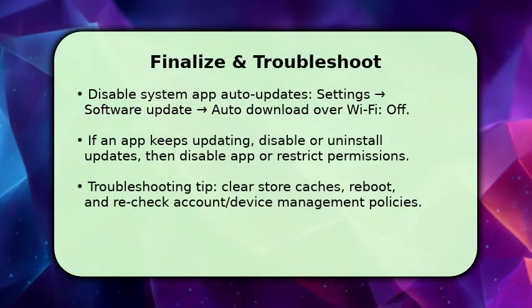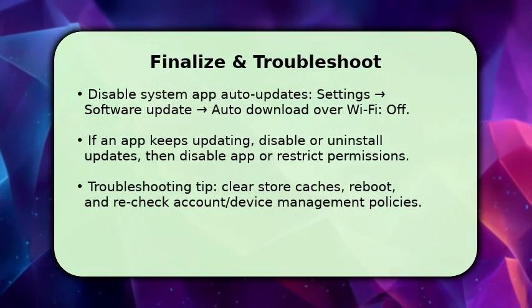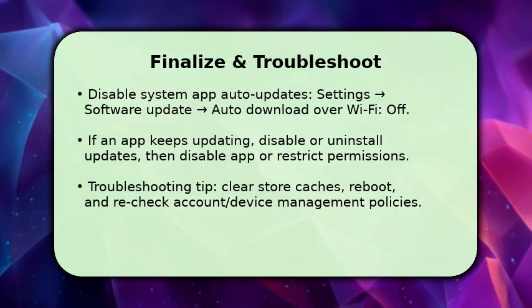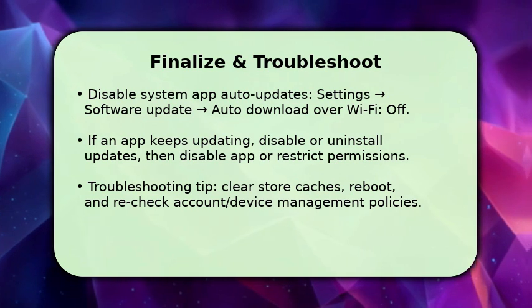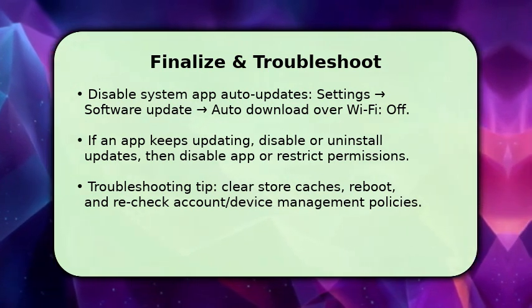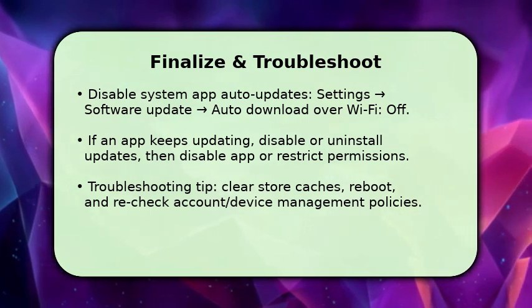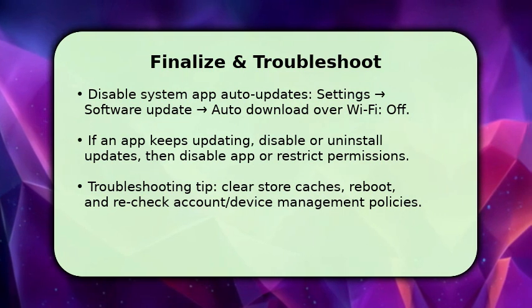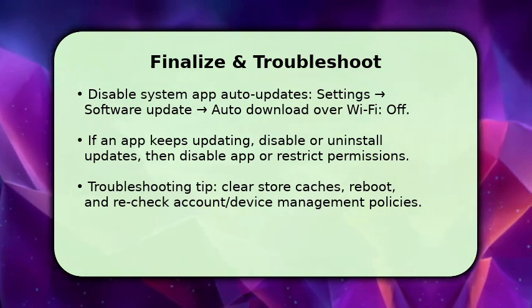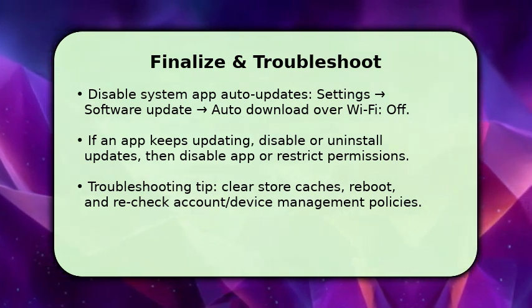Finish by preventing system-driven updates. Go to Settings > Software Update and turn off auto download over Wi-Fi so firmware and bundled apps won't auto-install. If a stubborn app still updates, open its app info, uninstall updates, or disable the app, then restrict permissions or background data to stop automatic installs.